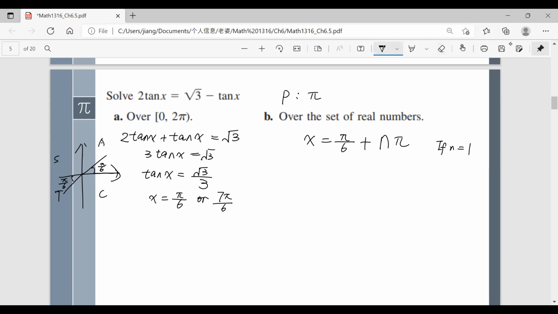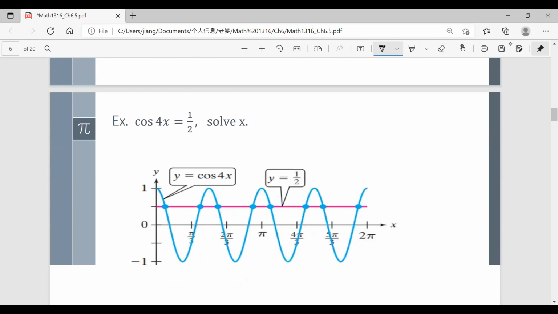So we can also write it down like this. For the first one, x has 2 elements. One is pi over 6, another one is 7 pi over 6. And for this one, the general solution, for all x such that x equals pi over 6 plus n pi, this is a condition for x. Okay, let's move on to the next question.